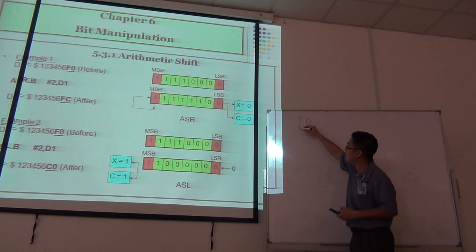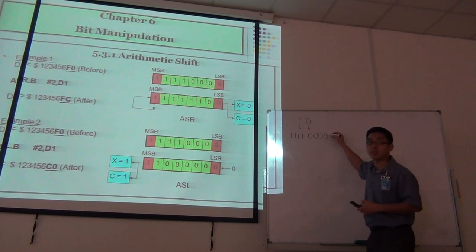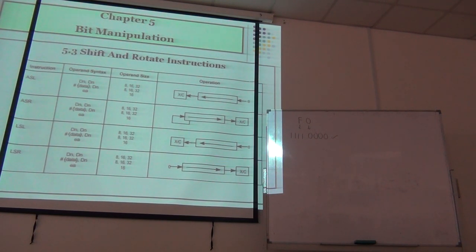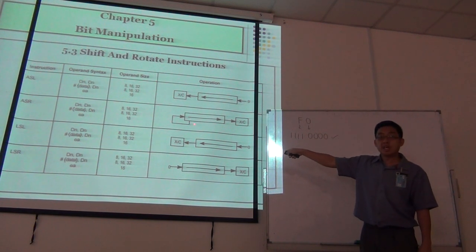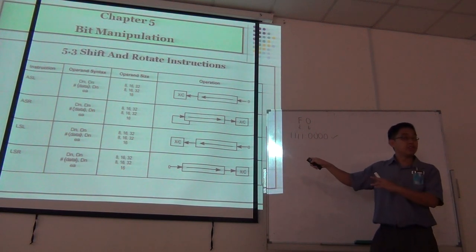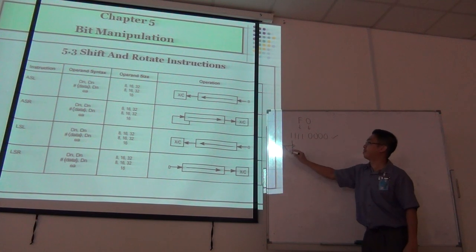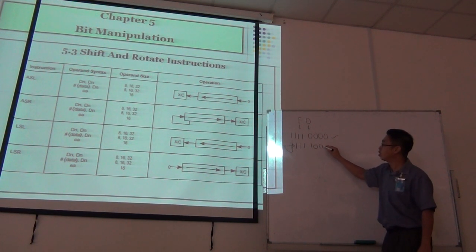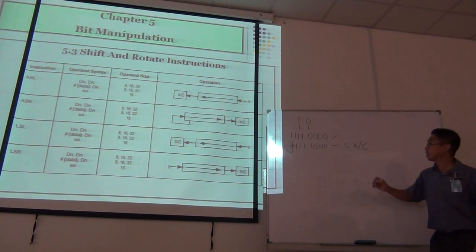Okay? So right now, you are going to put the binary like this: 1, 1, 1, 1, 0, 0, 0, 0. This one is still okay? Alright, now you have to shift right twice. So look at the table. The table says, for the arithmetic shift right, the MSB will be copied and shifted. So right now, this one will be copied over and shifted. So now the number will be 1, 1, 1, 1, 1, 0, 0, 0, and this 0 will be copied over to X and C. So this one finished. The first one.